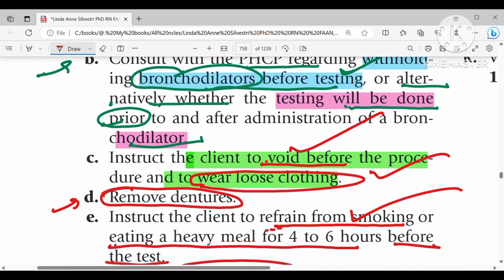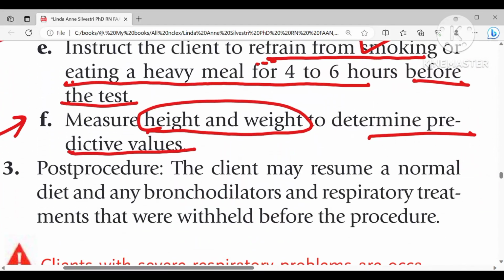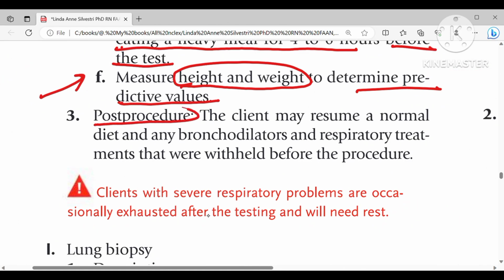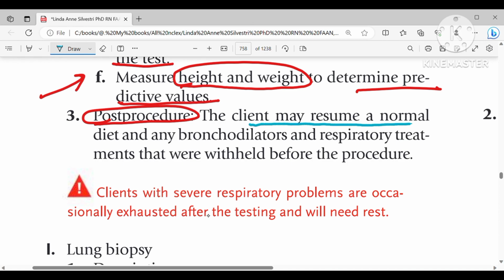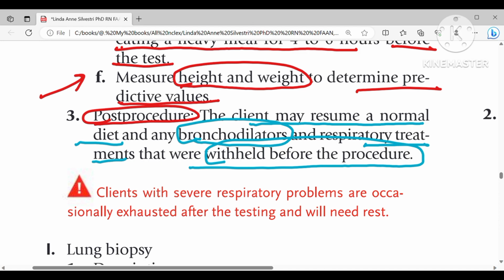Then the next thing is the pre-procedure we will do. The next one is post-procedure. Post-procedure, what we will do: the client may resume a normal diet, and any bronchodilators or respiratory treatments that were withheld before the procedure. Whatever was withheld before the procedure will be resumed.